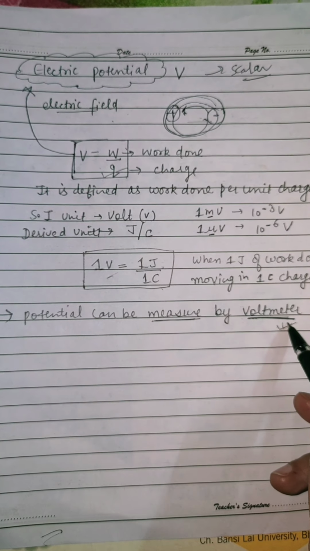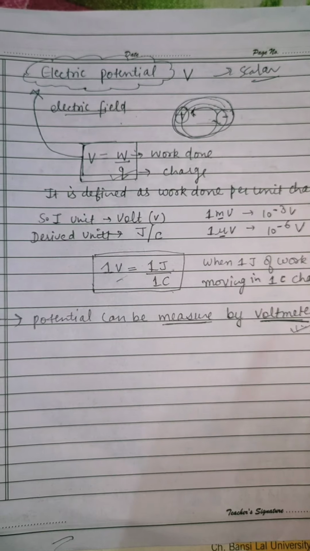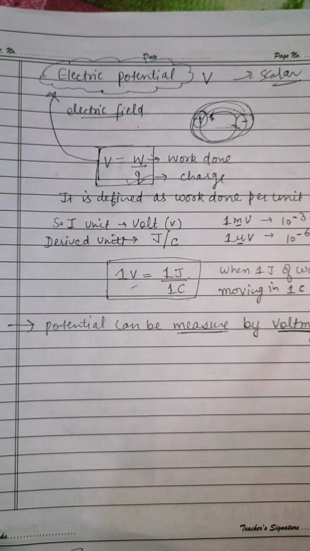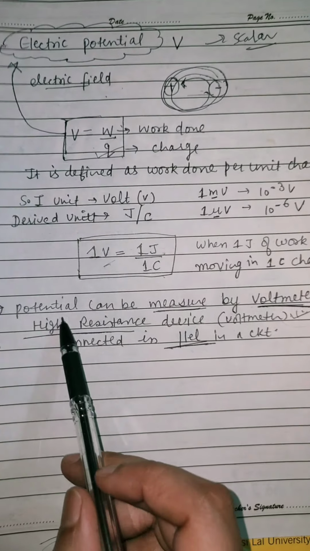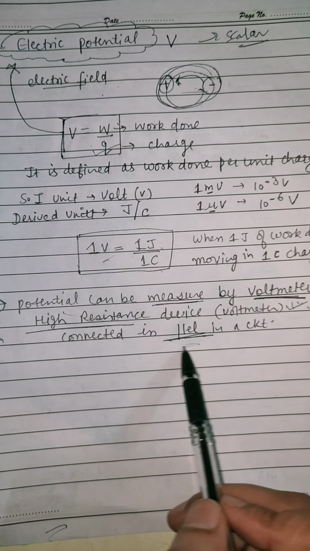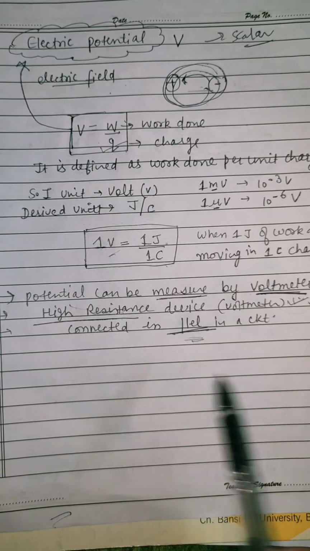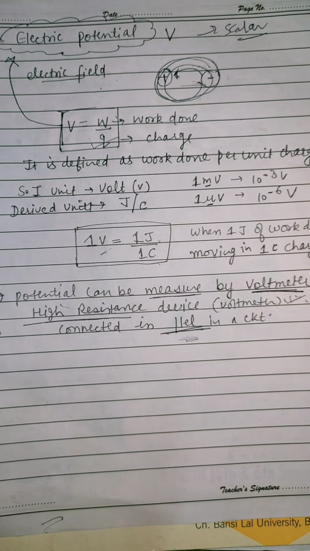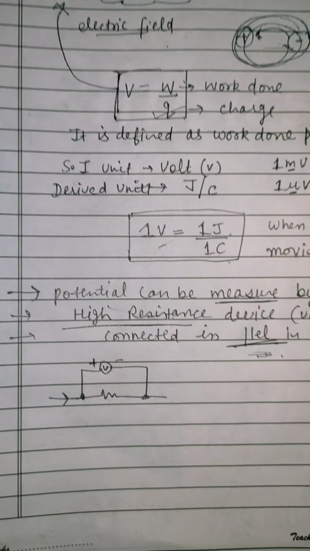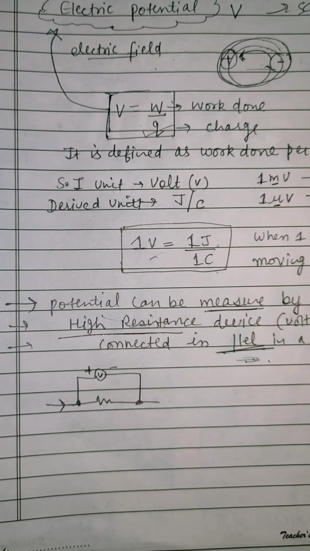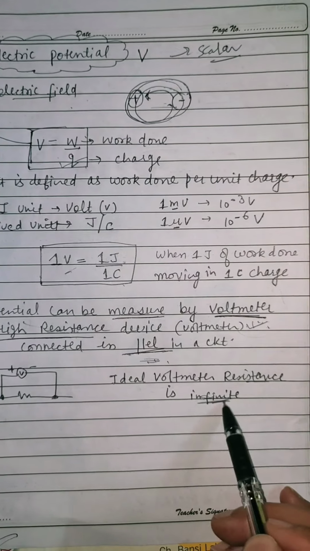Now the voltmeter is a high resistance device, so we connect it in a circuit in parallel, not in series. A high resistance device is connected in parallel because if we connect it in series, it breaks down the circuit. That's why we connect it in parallel in a circuit. This is the symbol for the voltmeter. An ideal voltmeter's resistance is infinite.